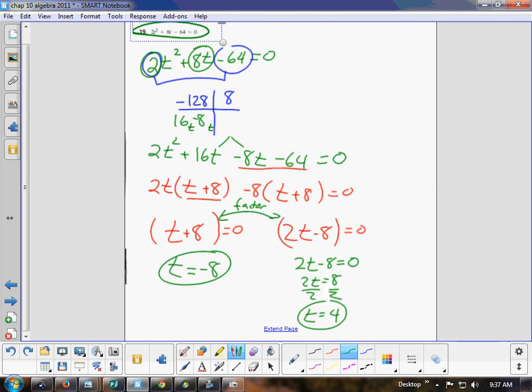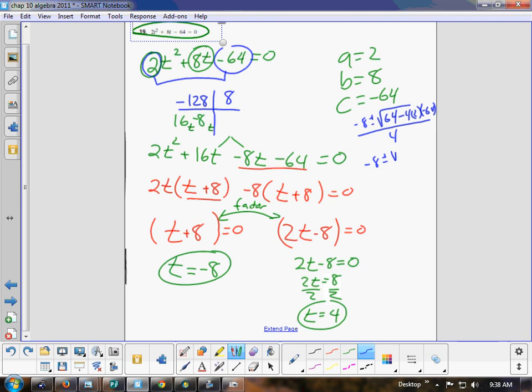If you did the quadratic formula, a would be 2, b would be 8, and c would be negative 64. Then you could do negative b, negative 8, plus or minus the square root of 64 minus 4ac, 4 times 2 times negative 64, all over 2 times 2, which is 4. Negative 8 plus or minus the square root of 64 plus 8 times 64, which is 9 64s.